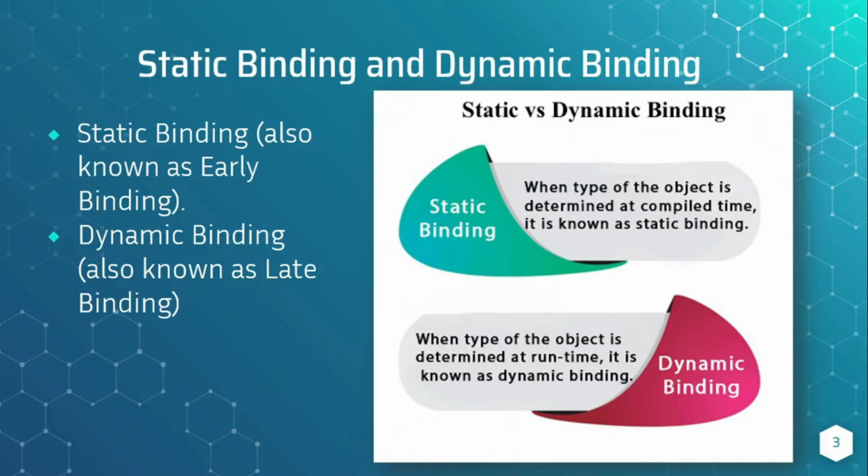It refers to the execution of a program where the type of object is determined or known at compile time. That is, when the compiler executes the code, it knows the type of object or class to which the object belongs. While in the case of dynamic binding, the type of object is determined at runtime.